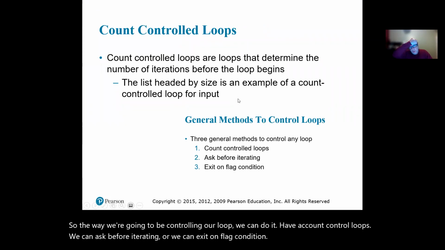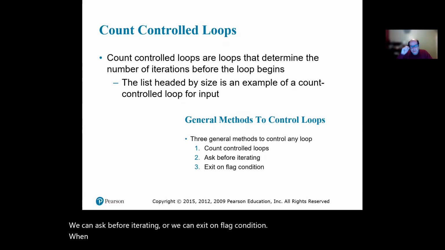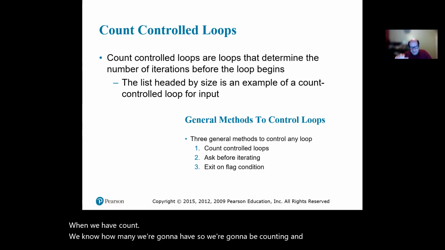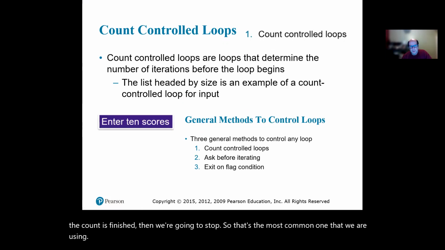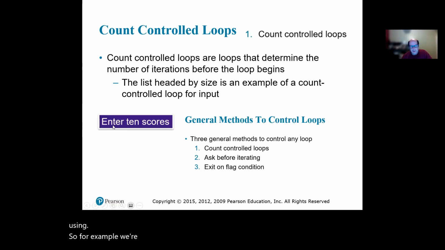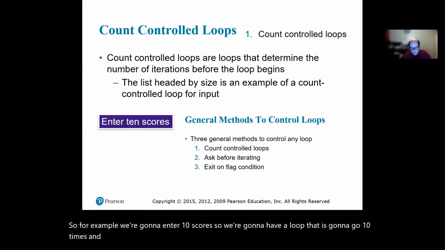So when we have a count, we know how many iterations we're going to have. We're going to be counting, and as soon as the count is finished, we're going to stop. That's the most common one that we are using. For example, we're going to say enter 10 scores. So we're going to have a loop that is going to go 10 times, asking for each one of them. Or we can potentially ask before iterating.